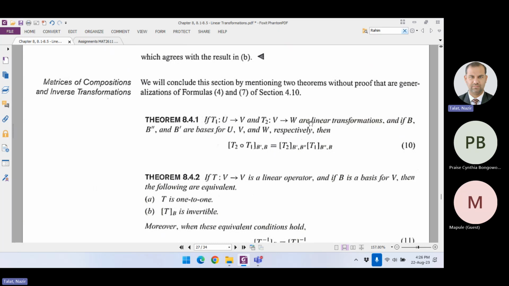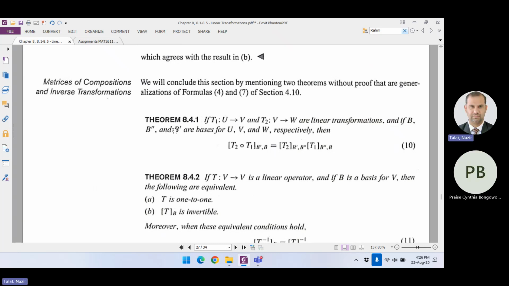And if B, B prime, and B double prime are the bases for U, V, and W, then one can see that the matrix of T2 composed with T1, relative to B and B double prime, will be equal to the matrix of T2 relative to B prime and B double prime times the matrix of T1 relative to B and B prime. It will be split in this way. And the good thing is that it is not a composition anymore, but only a matrix multiplication.